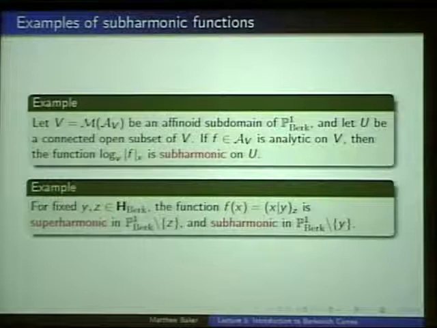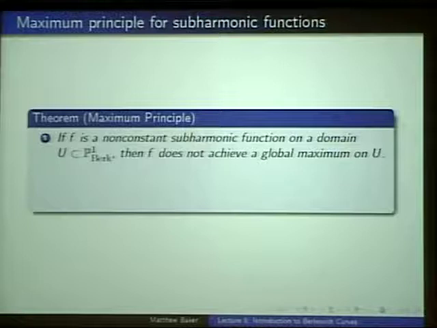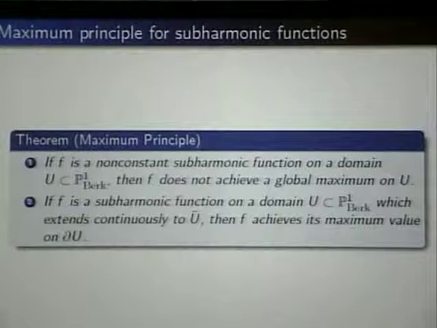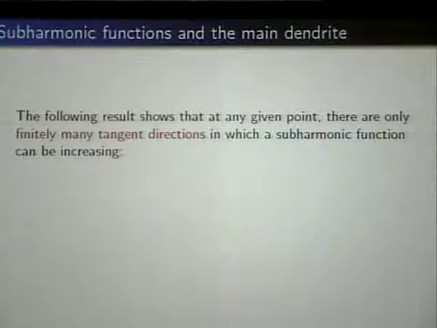And subharmonic functions obey a maximum principle. So if you have a non-constant subharmonic function on a domain, it does not achieve a global maximum on U. But it might achieve a global minimum, right? So for subharmonic functions, you only have a maximum principle, not a minimum principle. And if you have a subharmonic function which extends continuously to the boundary, it will achieve its maximum value somewhere on the boundary by compactness. And this is, I think, the last slide.